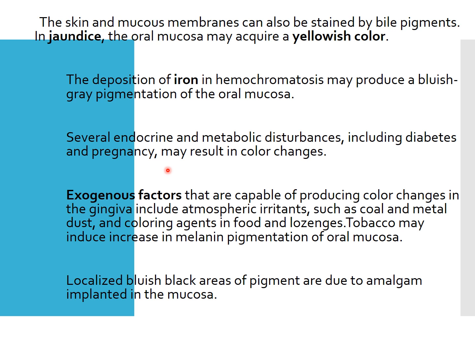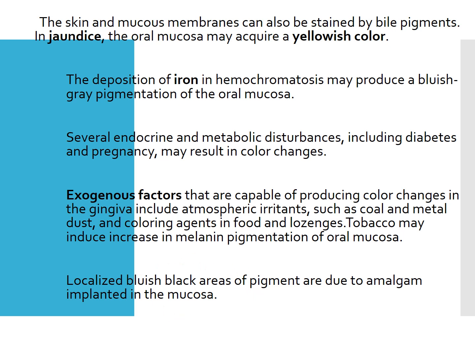Then coming to exogenous factors, that is, factors from external sources, that can be due to atmospheric irritants such as coal or metal, some food coloring agents, or tobacco chewing, which can also increase melanin pigmentation of the oral mucosa. Also, accidental amalgam implantation in the mucosa can produce localized bluish black areas of pigmentation.